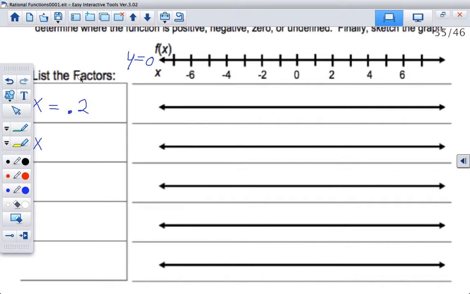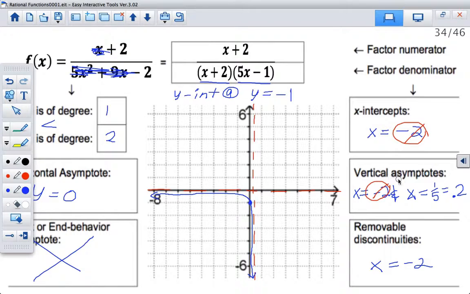Hold on, is it negative or positive? Let me go back. It's positive 0.2.